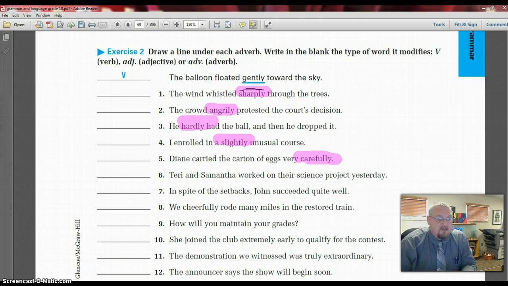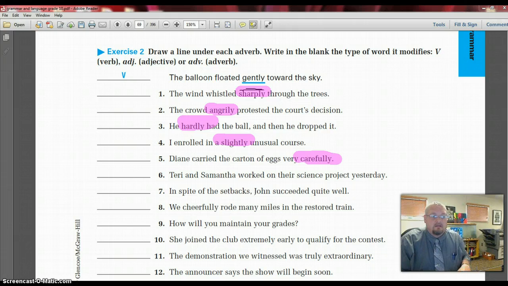There's the first 5. The wind whistled sharply through the trees. Sharply is the adverb. The crowd angrily protested the court's decision. Angrily. He hardly had the ball. Hardly. I enrolled in a slightly unusual course. Slightly is the adverb. And number 5, Diane carried the carton of eggs very carefully.